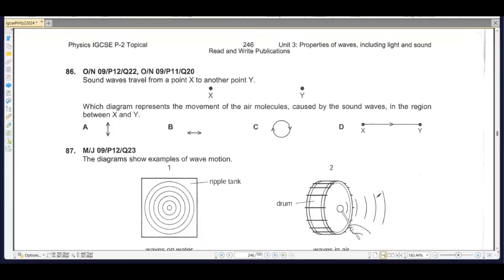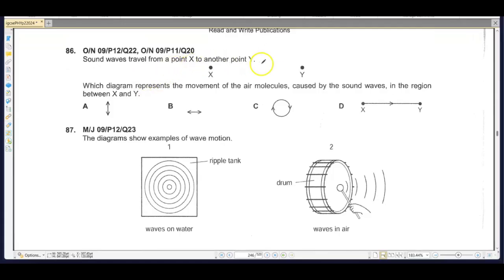Question number 86. Sound waves travel from point X to point Y. Okay, which diagram represents the movement of air molecules caused by the sound waves in the region between X and Y? Okay, they are sound waves, so they are going to be longitudinal waves. I've written the spelling wrong. Longitudinal waves, and the direction of vibration of longitudinal waves is along the direction of the wave. So if the wave is traveling in this way, the molecules would vibrate in this way. So B is the correct option.